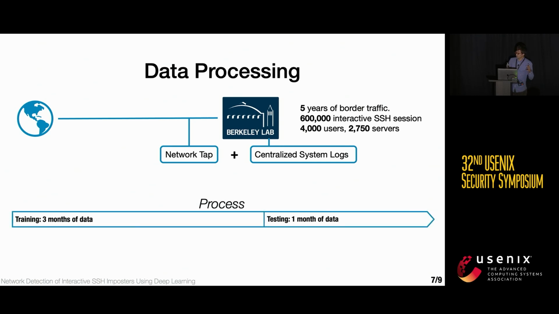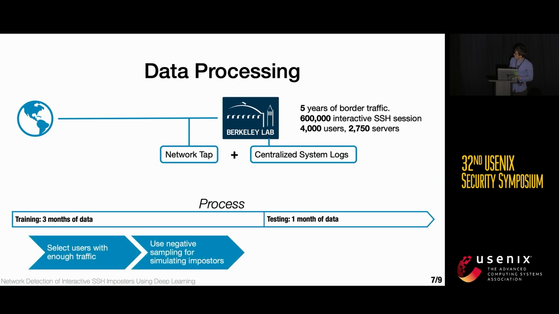We train on 3 months of data. We take 3 months of SSH data. We train on that, and then we can actually use the system in the next month. More specifically, when we train, we select users with enough traffic. We can't train on users that have only 1 flow or no flows because we can't understand their patterns.